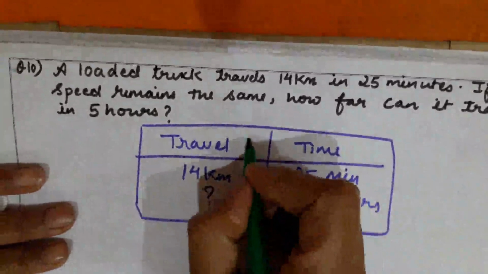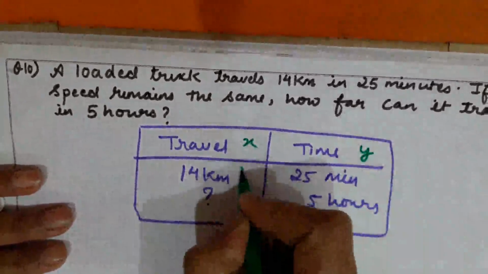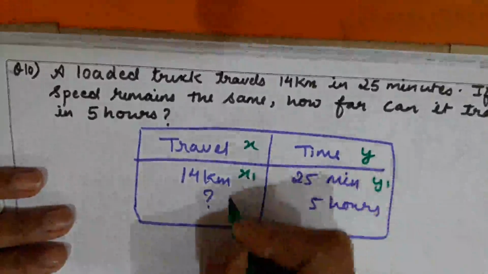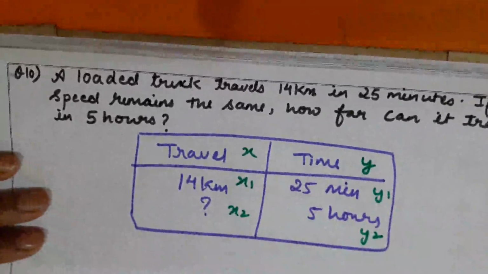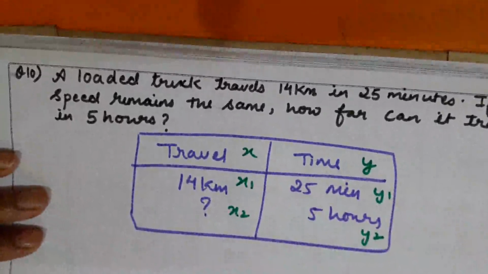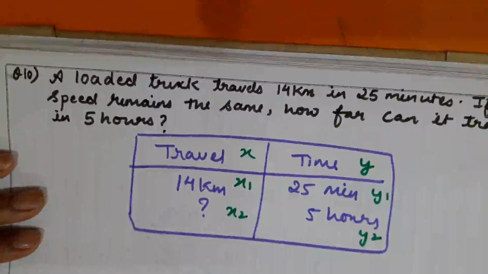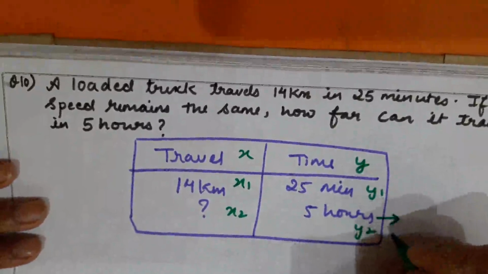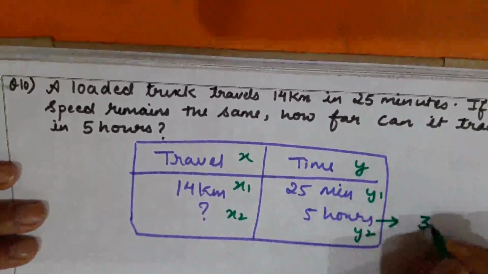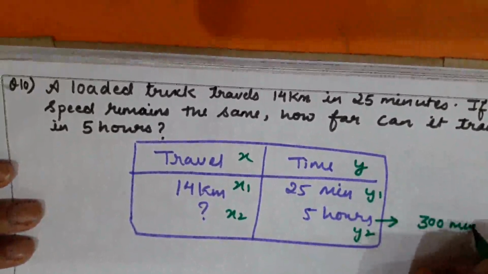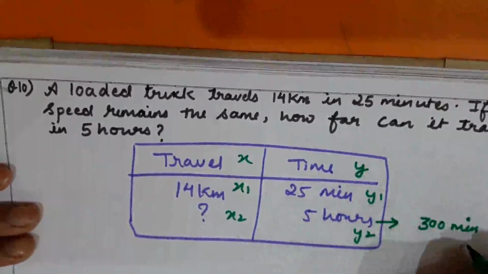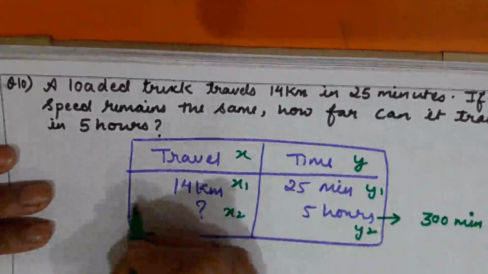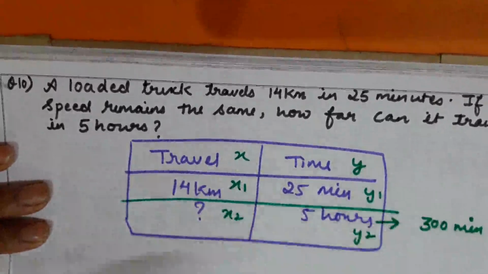So this is x, this is y, x1, y1, x2, y2. So let's convert 5 hours into minutes. This 5 hours is 300 minutes, because in 1 hour we have 60 minutes. So 5 into 60 is 300 minutes. Okay, so let's find out this distance.